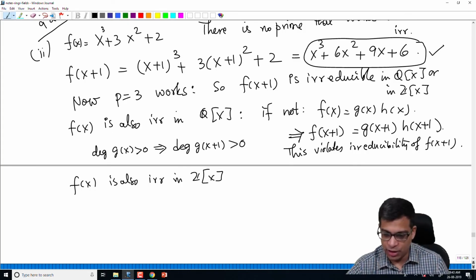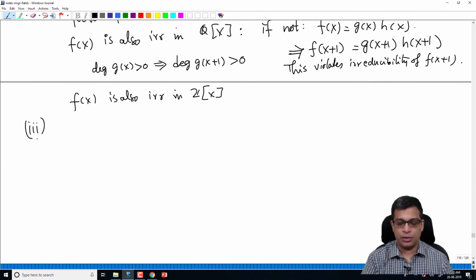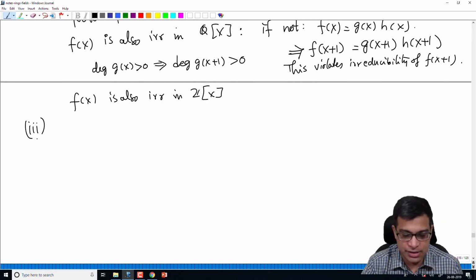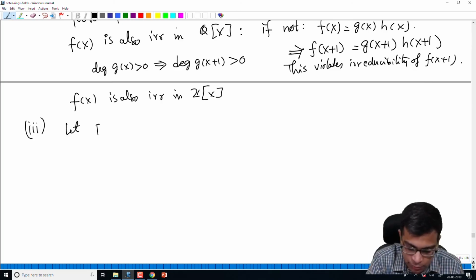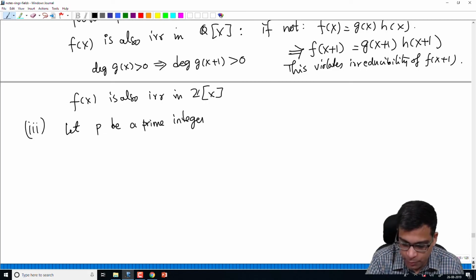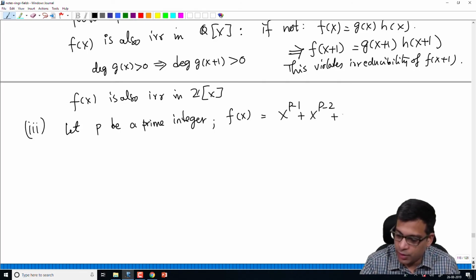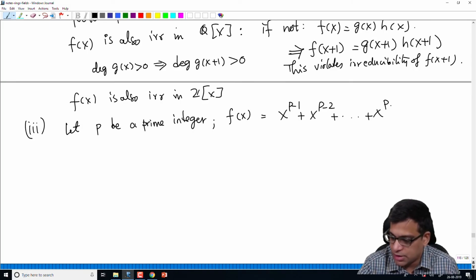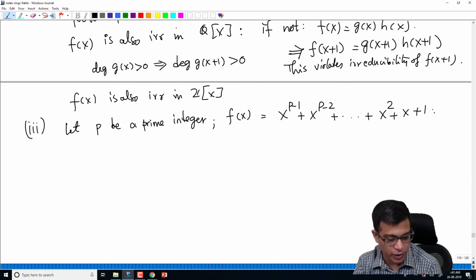So the final example I will give for Eisenstein criterion, which is actually a very useful example, and it will come when we study fields and field extensions called cyclotomic field extensions, and this is the following. Let p be a prime integer, let f of x be the polynomial given by x power p minus 1 plus x power p minus 2 plus x power p minus 3 and so on, x squared plus x plus 1. So again my question is, is it irreducible over Qx?